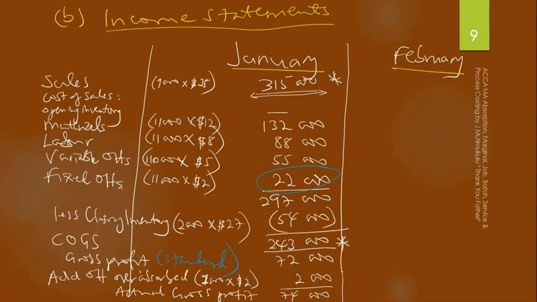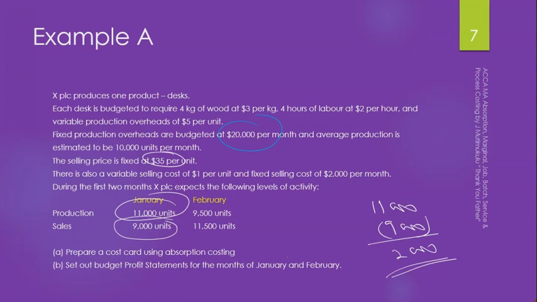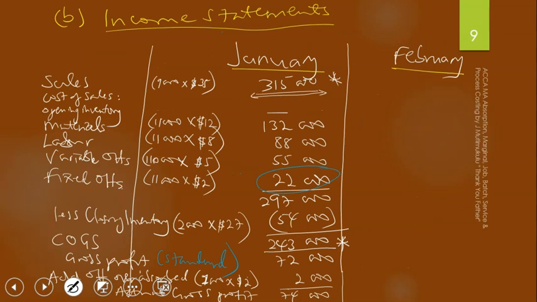Okay, having this information, you then have to proceed to other costs which were identified in the question. The other costs were the variable selling costs of $1 per unit and fixed selling cost of 2,000 per month. So if we are told that the selling costs were $1 per unit, it means that we have to multiply that dollar by the units which were actually sold. This is a selling cost per unit.